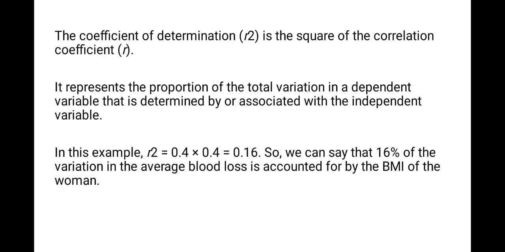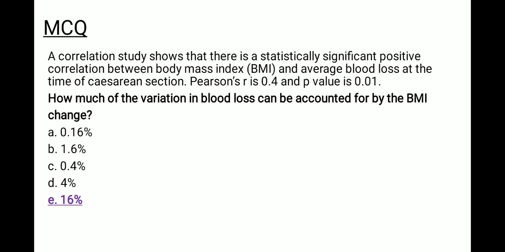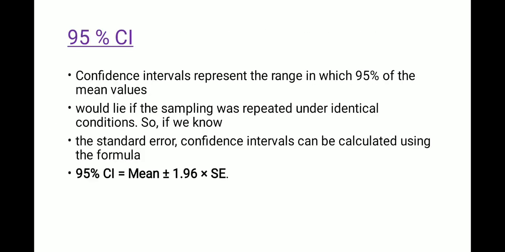Okay, basically the coefficient of determination R2 is the square of the correlation coefficient. It represents the proportion of total variation in a dependent variable that is determined by or associated with the independent variable. In this example, R2, the coefficient of determination, is equal to 0.4 multiplied by 0.4, so we can say 16% of variation in the blood loss is accounted for by BMI. R is 0.4, so we just take the square of it and that is 16%.